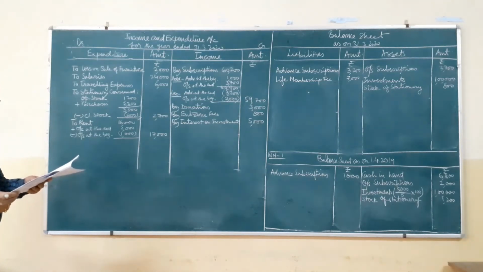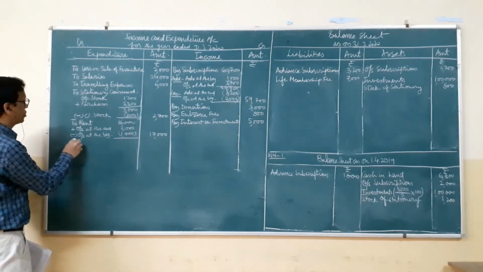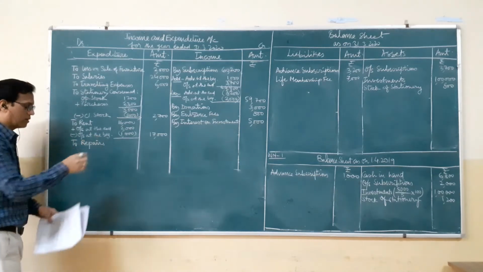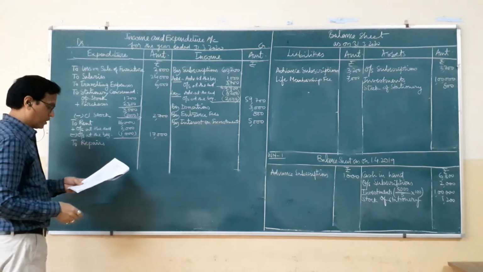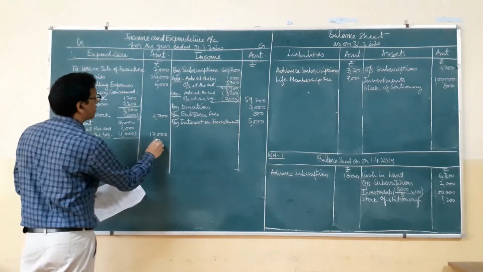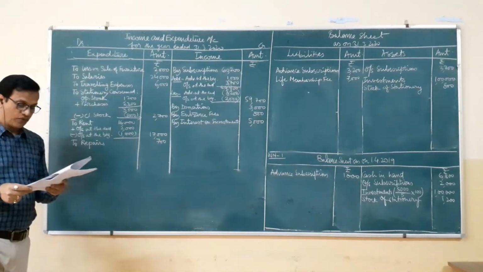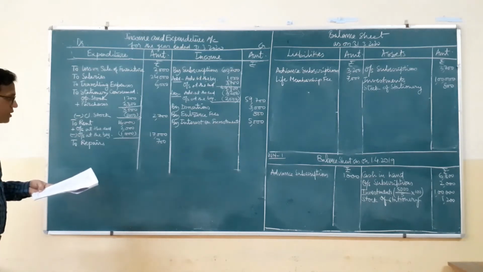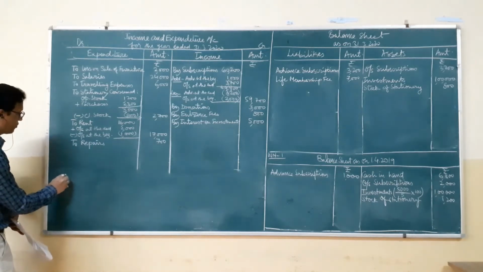Then next item is repair. Repairs. We will check if any adjustment is there, and it's not appearing. So for repairs, we write 700 as the amount. Then by books purchased, and for the books we have been given information. So we will use working note number 2.